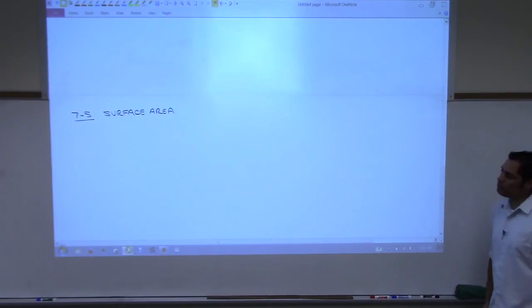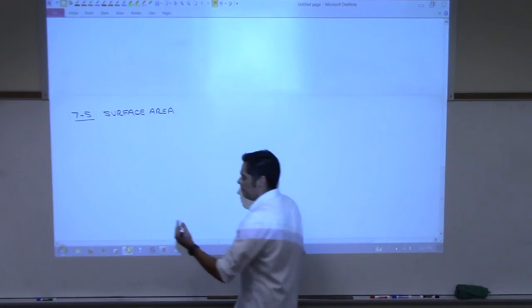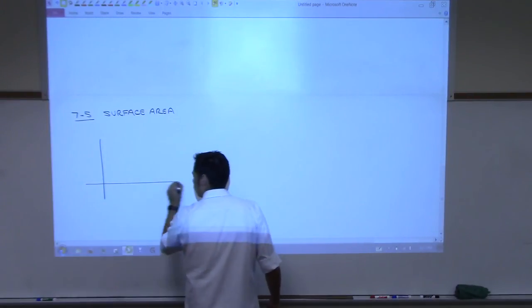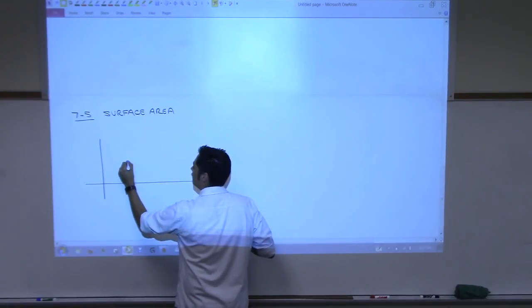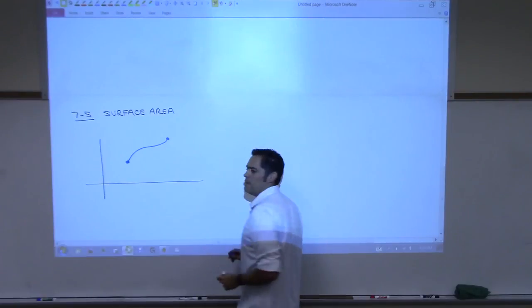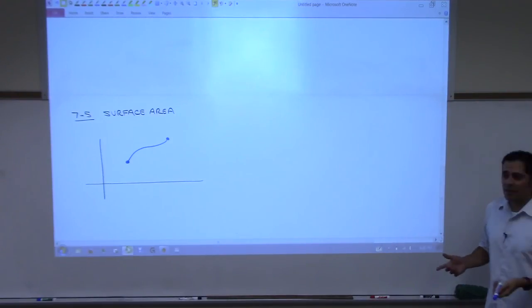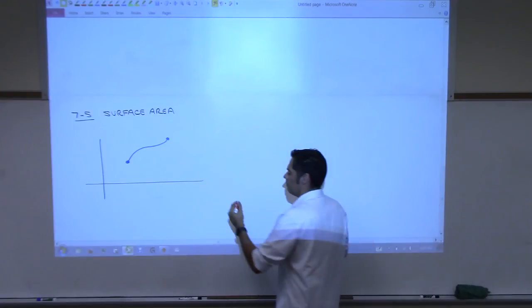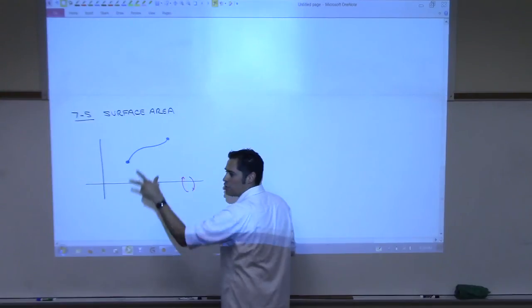So, all right, surface area. Let's go back. Almost the same problem we just had. You've got this curve sitting here. We just found a way to measure its length. Now what I'm going to do is wrap it around the x-axis again. But this time, I'm not wrapping a region around.